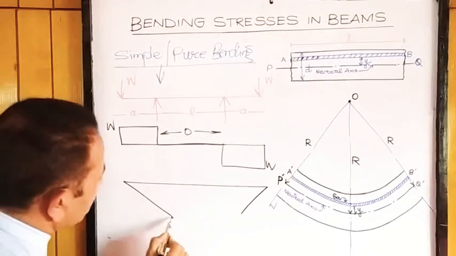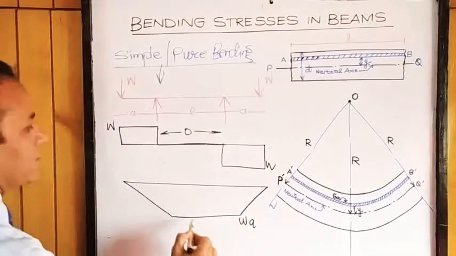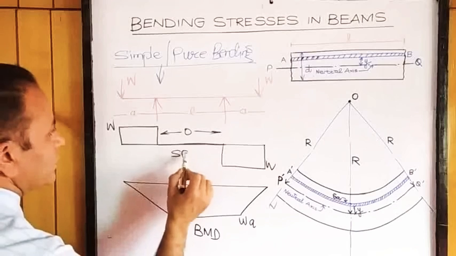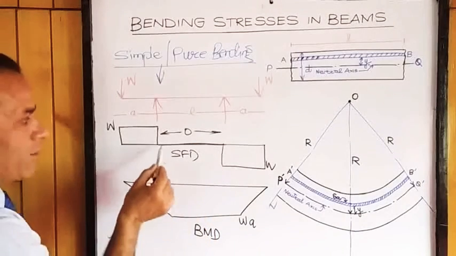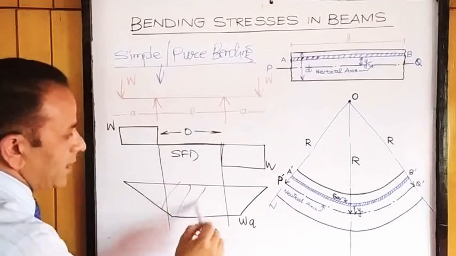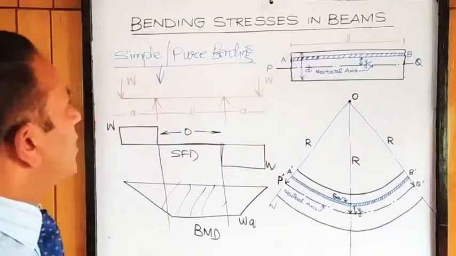Here also W into A, and this will be W into A. This will be the bending moment diagram. This is the shear force diagram. Now, this is the case of pure bending. Here, see, there is no shear force in this particular area. It's only bending moment. So, the bending stresses will correspond to pure bending.